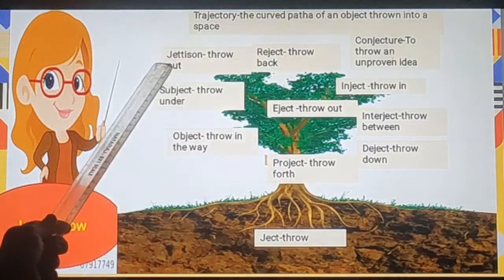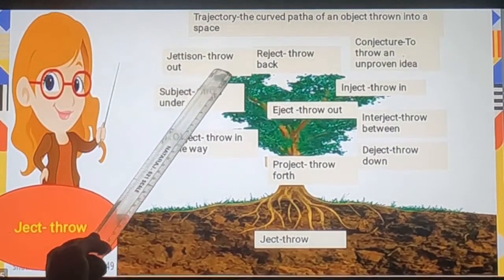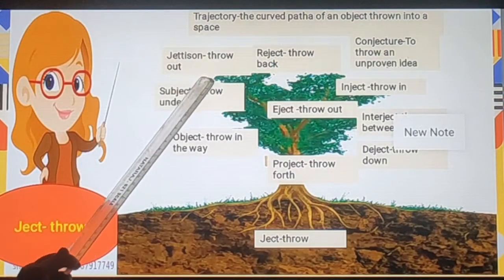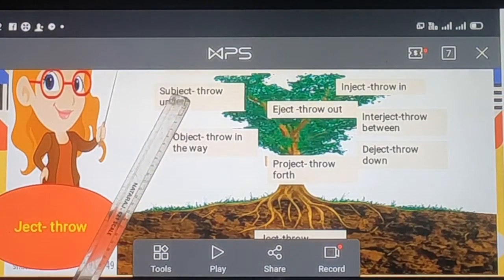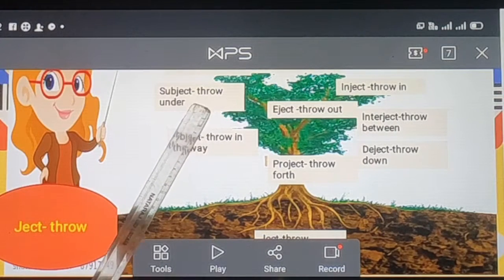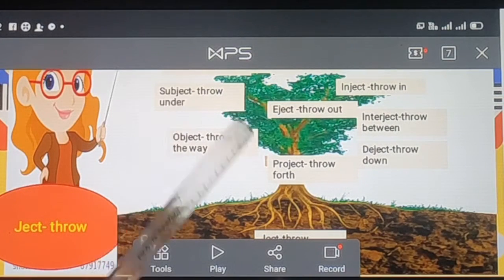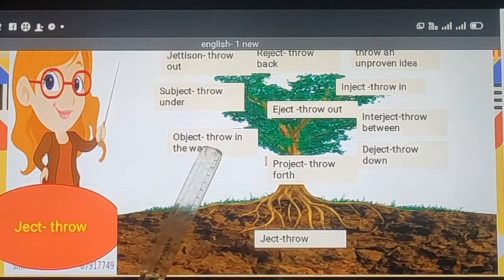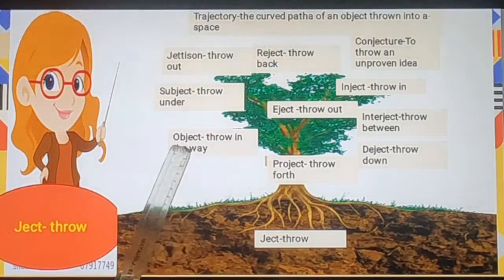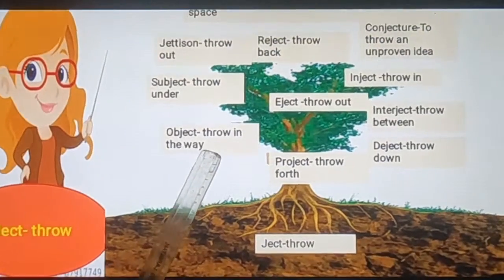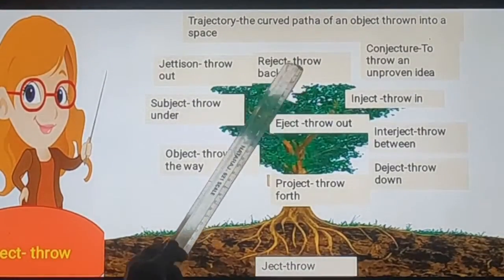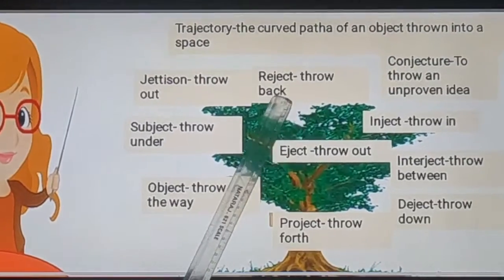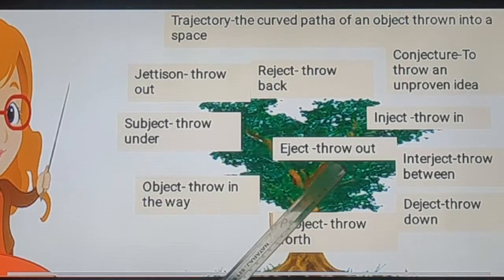Next one. Jettison. Jettison means throw out. We have to throw or push outside. And subject. Subject means throw under. That is called subject. And object. Object means throw in the way. Reject means throw back. We have to throw to the back side.